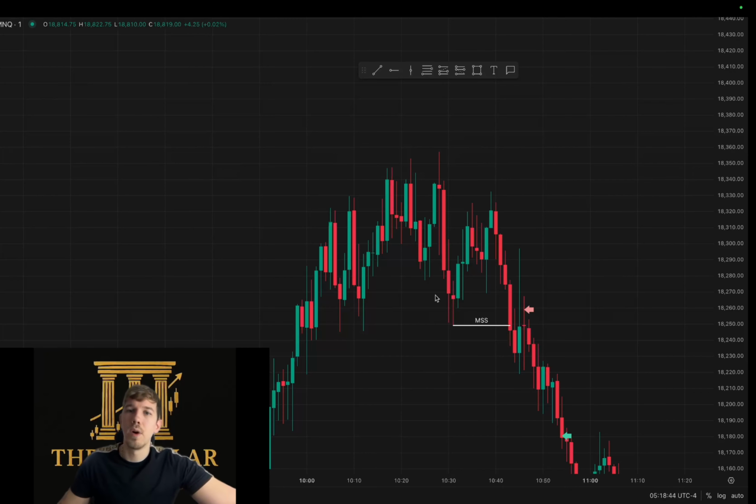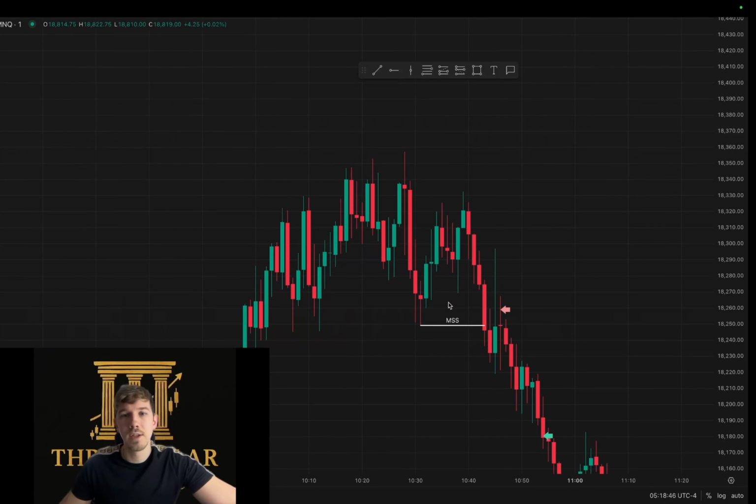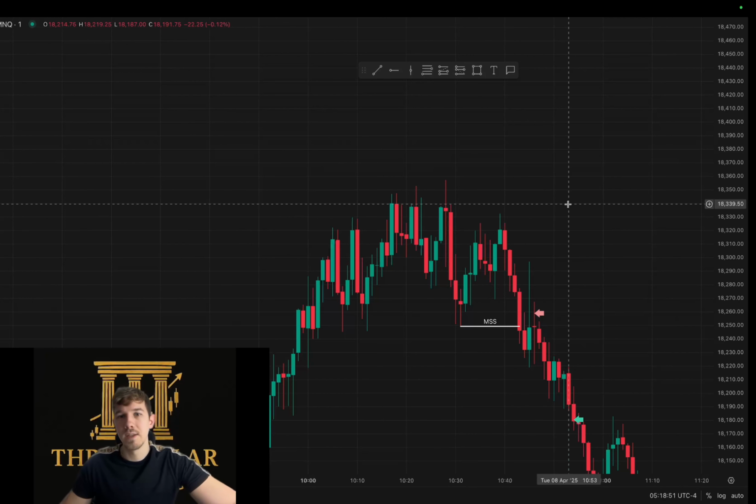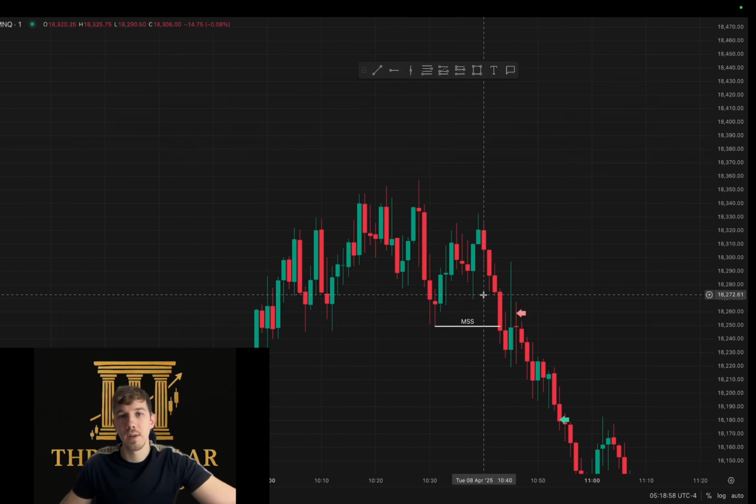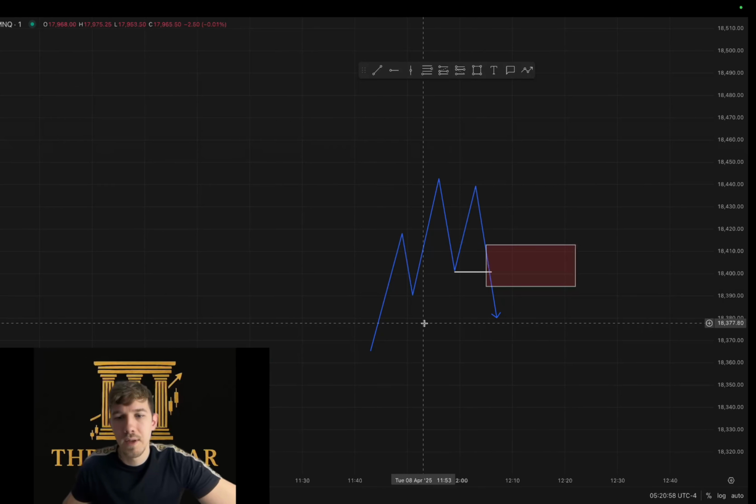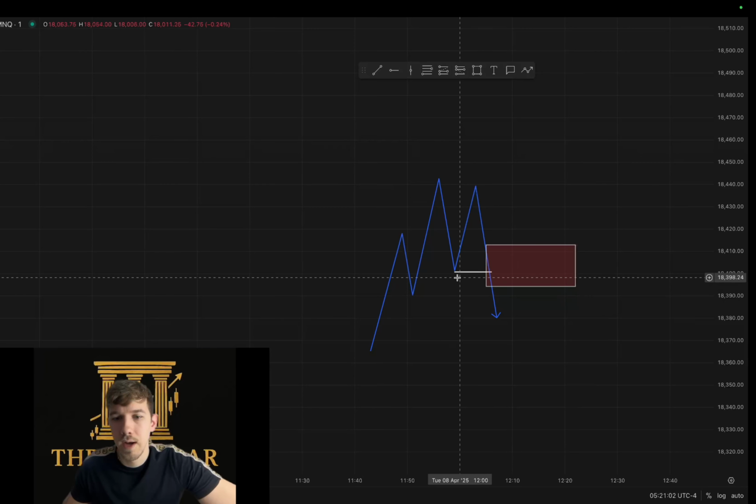We're going to be going over what a fake out is in relation to a market structure shift, and this actually means that it's not a proper valid market structure shift, whereas with an actual market structure shift you'll be able to tell the difference. So a market structure shift is when price breaks through a short-term low or high, or a swing high or a swing low.